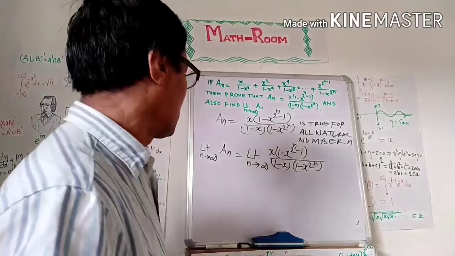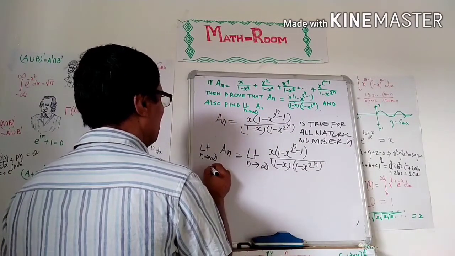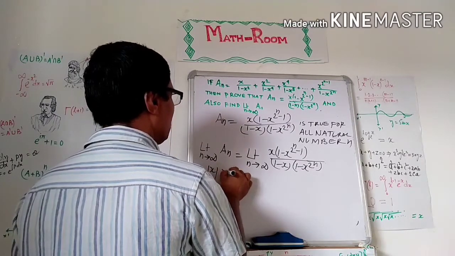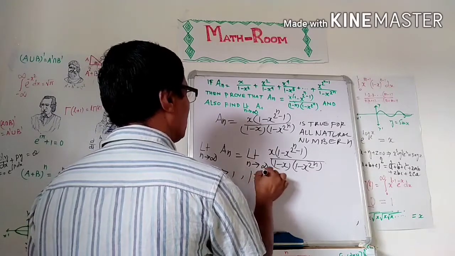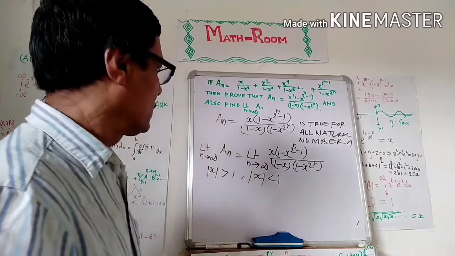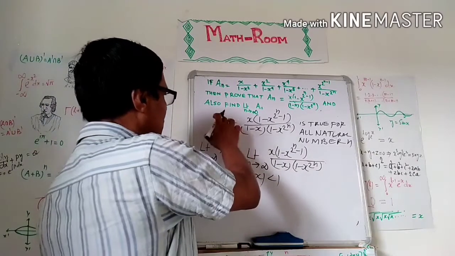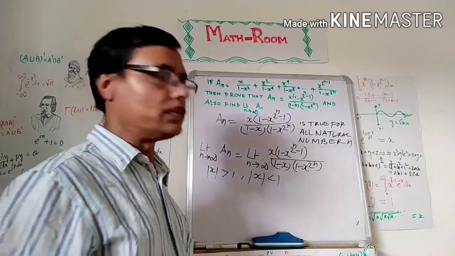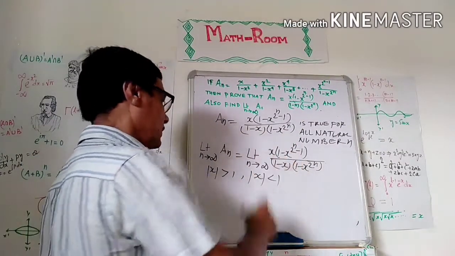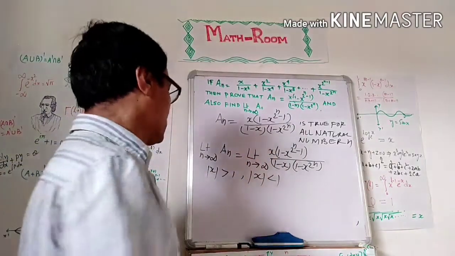Here two cases arise. The two cases are mod x greater than 1 and mod x less than 1. For these two cases, what will be the value of the limit of the sequence as n tends to infinity? We have to find out. And also for x equal to 1, this is undefined. So for x equal to 1, the limit cannot be attained.